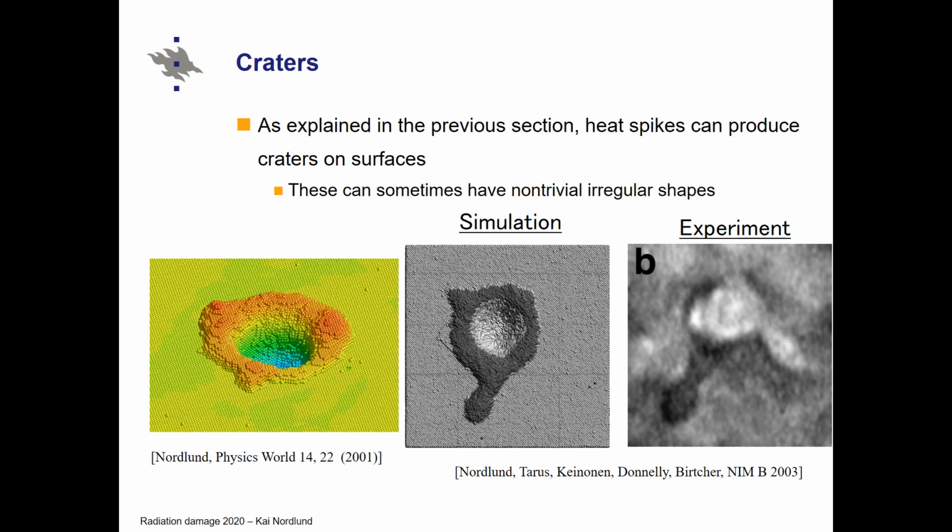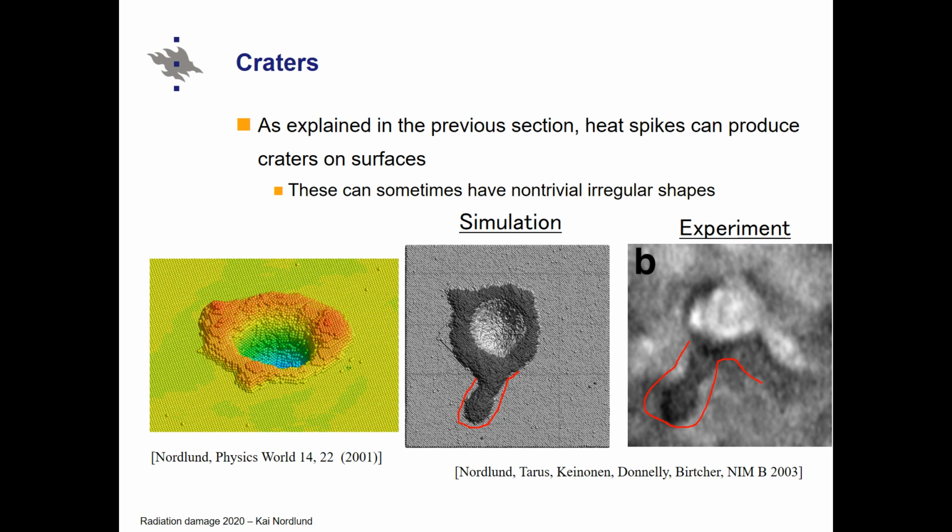And you can also get craters, and this was mentioned in the heat spike section. When a heat spike interacts with a surface, sometimes it can produce craters, and these craters can be fairly symmetric, or they can have pretty peculiar, weird shapes. So sometimes one gets fingers of atoms flowing out from the heat spike, which then land on the surface and can form finger-like structures next to the crater, and sometimes these are also seen in experiments, like here.